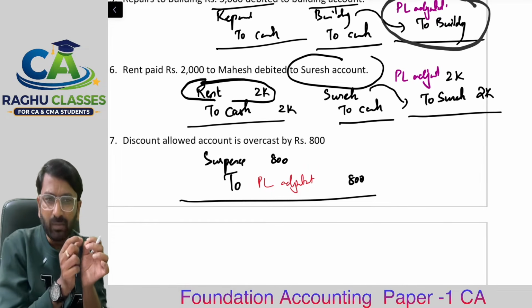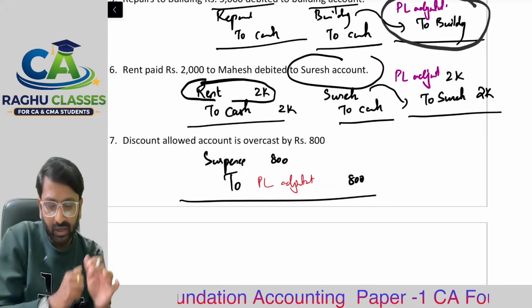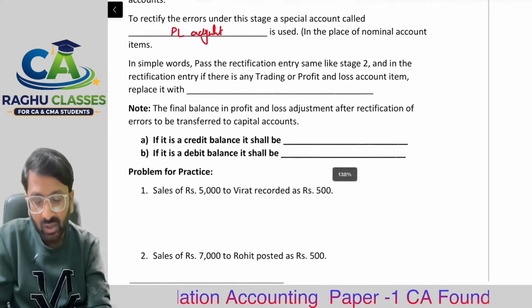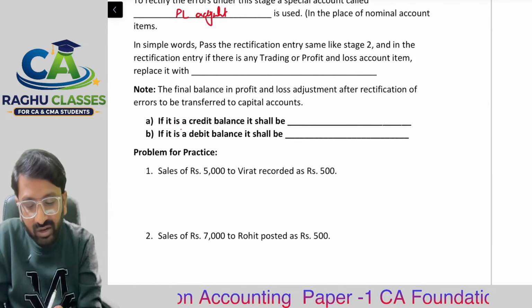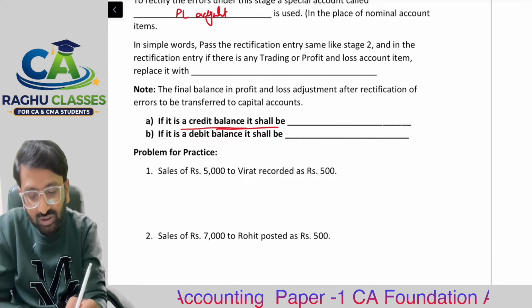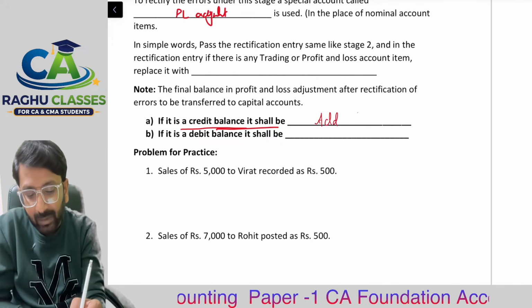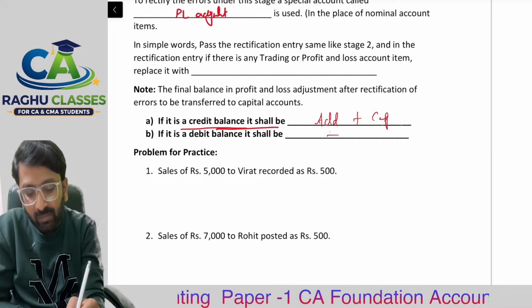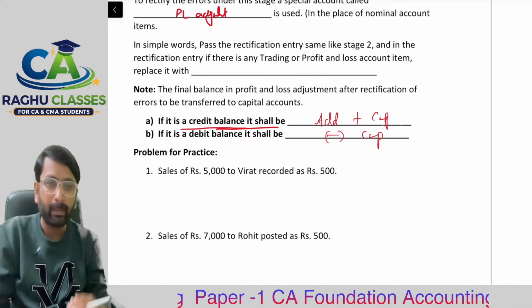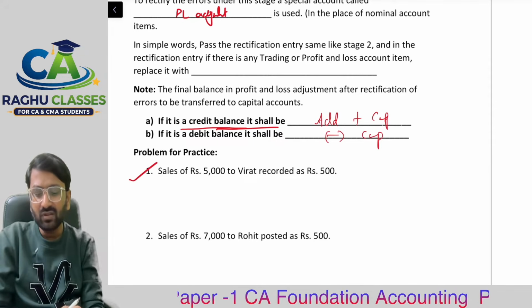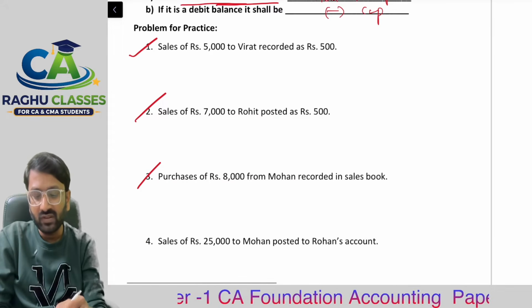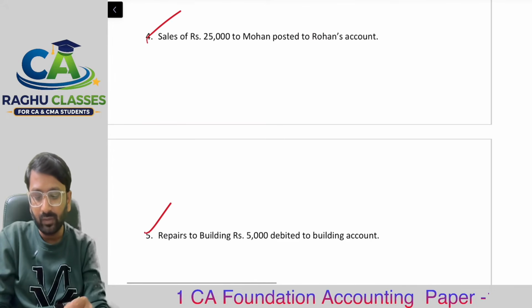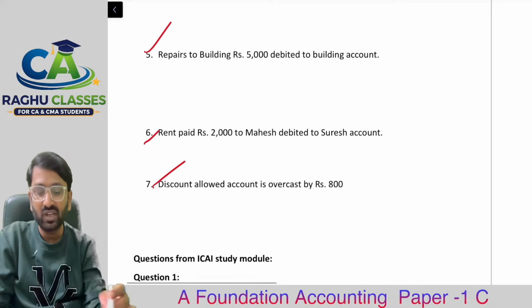If you get any debit balance, it's like a loss, minus from capital. So that's what you're going to do. Finally, if you get a credit balance in the P&L adjustment account, it shall be added to the capital. If it is a debit balance, we are going to minus from capital. Same examples, whatever I've given, I've discussed all this. This is how you do stage 3 rectification.